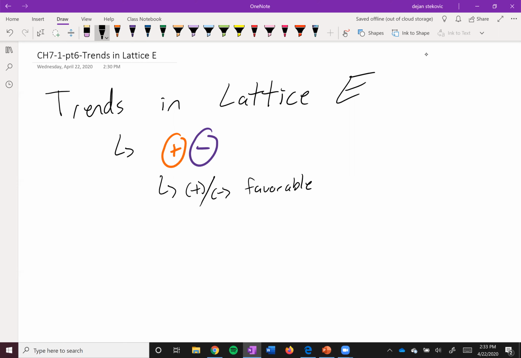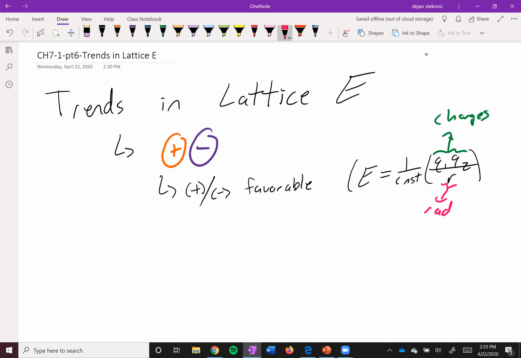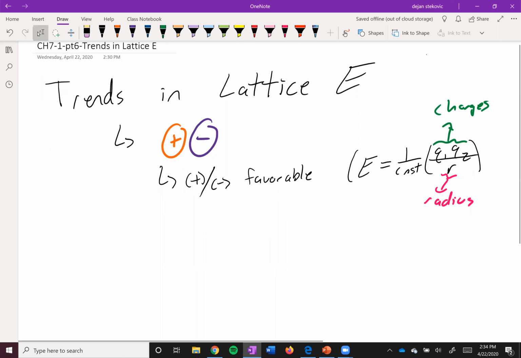And this comes from this equation. Energy is equal to 1 over a constant times Q1 times Q2. So these are the charges. If they're opposite charges, this will end up being a negative number, and so the energy is actually lowered. And over R, R is the radius. So this equation points to two main factors in terms of how favorable a lattice energy is going to be.